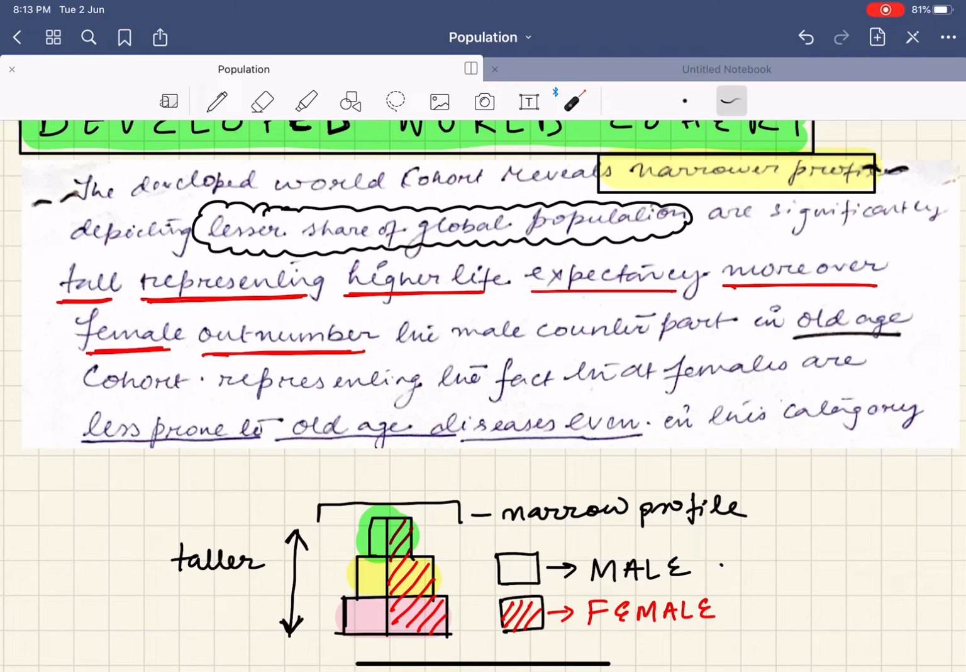Now, from this you can also analyze the healthcare condition of women in the developing countries versus the developed countries in the old age. What we understand is that in the old age, especially in the developing countries, women of 60 and above are more vulnerable to diseases. But this is the reverse in the developed countries, where males are more vulnerable to such diseases and women are less vulnerable. As a result, the women population in the old age cohort is more.